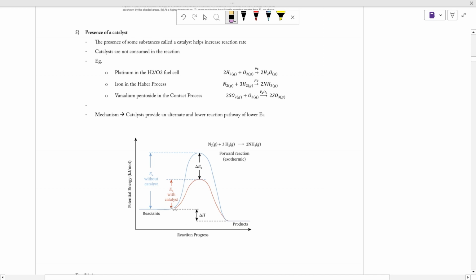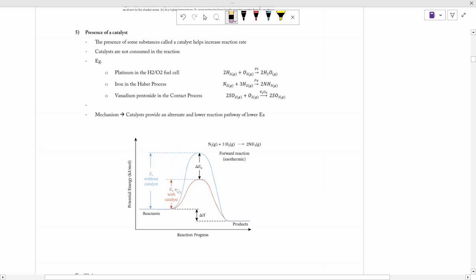However, for the reactants to become a product, it requires sufficient activation energy to overcome that sort of hill, right? And that activation energy is given by that blue graph. So from the reactant to the top of that hill, right? Which is a lot of energy, right?